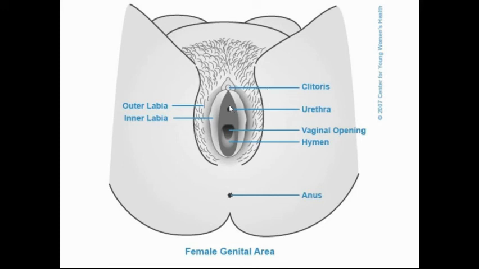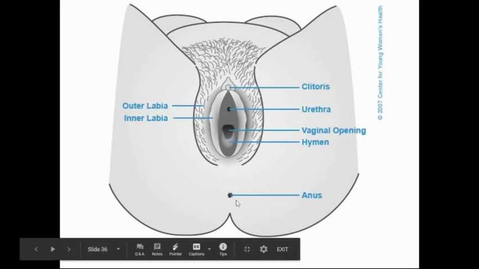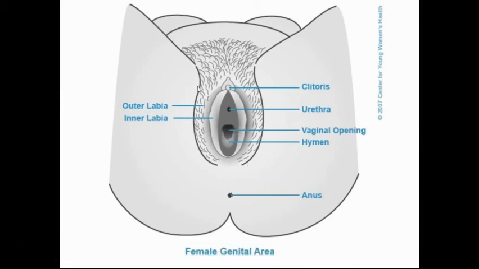The urethra is for urinating, to the front, so the bladder is to the front. Then the vaginal opening or vaginal orifice is next. And then at the bottom, we have the anus. So back here would be the intestines. So the vagina is between the bladder and the intestines. And then that opening is covered partially with this mucus fold called the hymen.